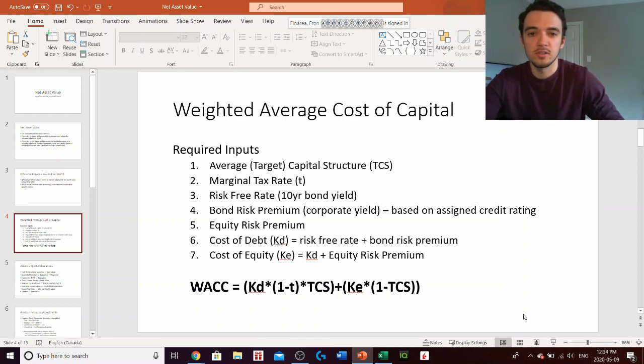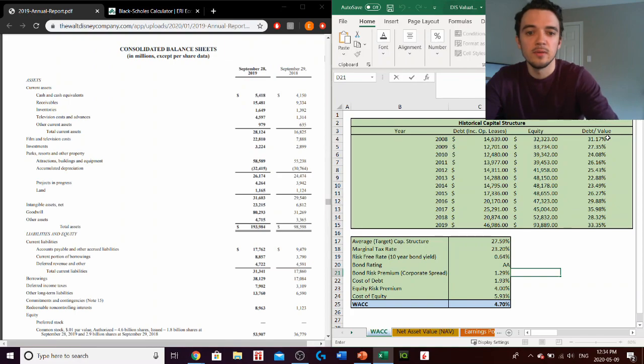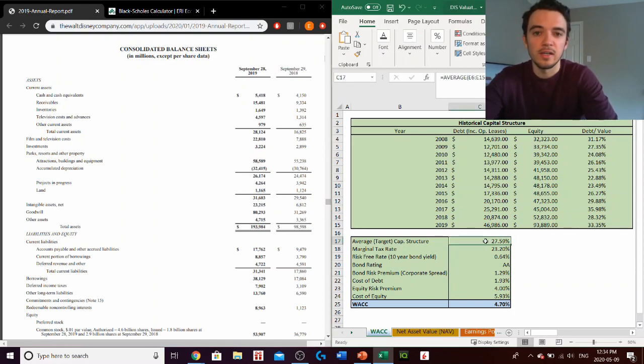So to show you what this looks like, we're going to move on to Disney right now. So this is how I found the historical capital structure right here. I took the book values of debt and equity for each year, and I got all this data from their annual reports, which you can find on the SEC website or on their investor relations website. And what I did is I took debt and divided it by debt plus equity to find debt to value. This gives us the average or the target capital structure, which is what the management has shown that they are aiming to have the capital structure at.